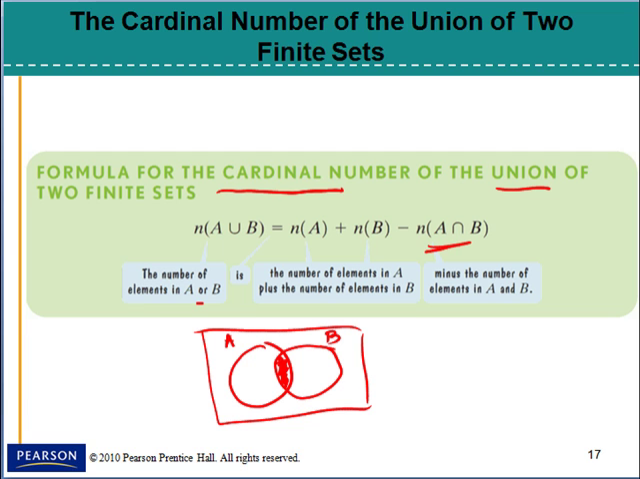So let us look at an example. Don't forget to subtract the number in A and B, because we don't want to count twice. This piece here belongs to both A and B, so we have to subtract it out. Let's do the example and see how we get the answer.